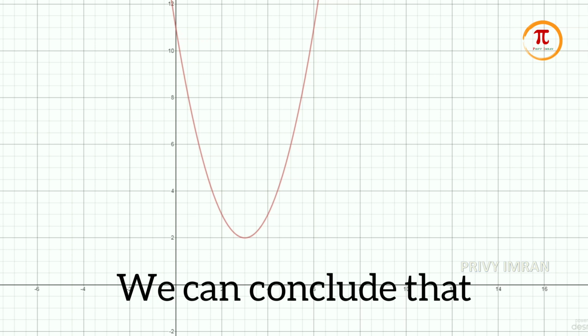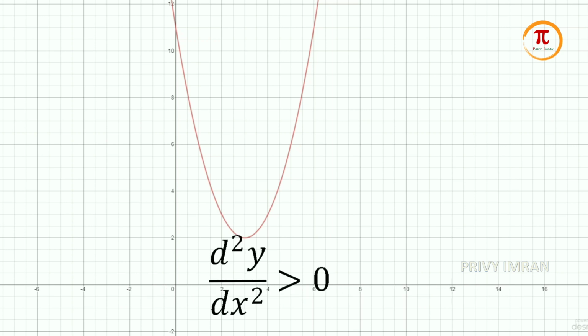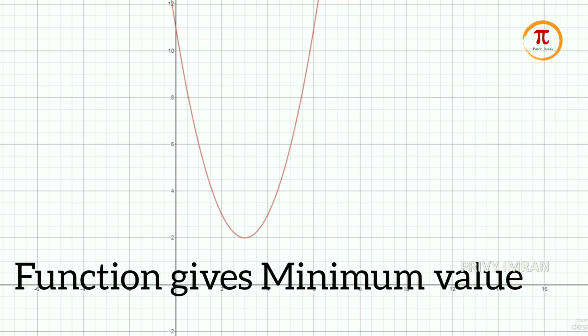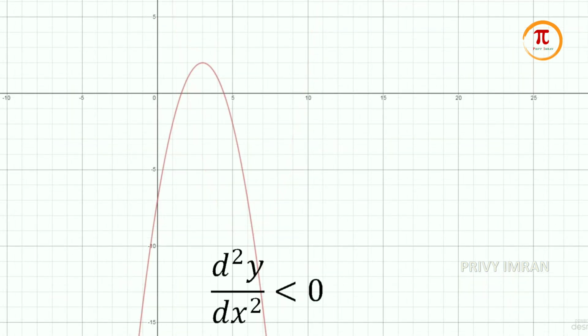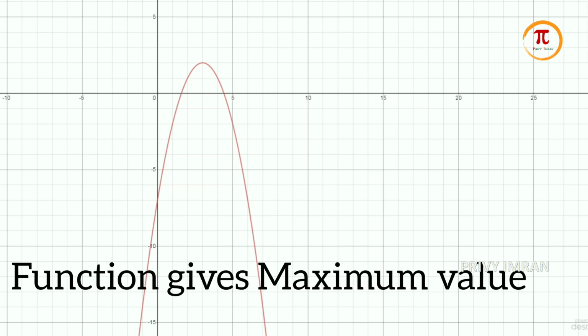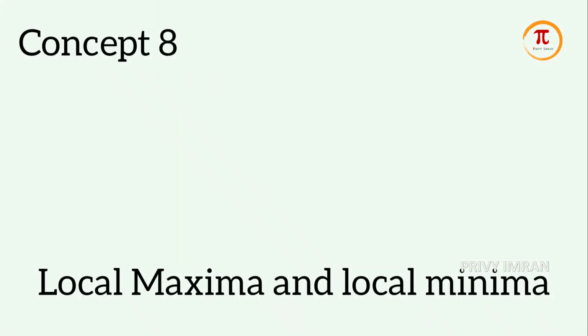Hence we can conclude that if d square y by dx square is greater than 0, the function will give you minimum value. And again, if d square y by dx square is less than 0, then the function will give you maximum value. Now we are going to learn about local maxima and local minima.